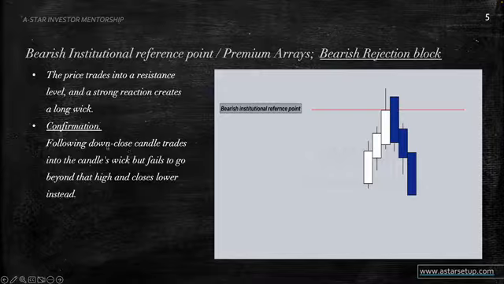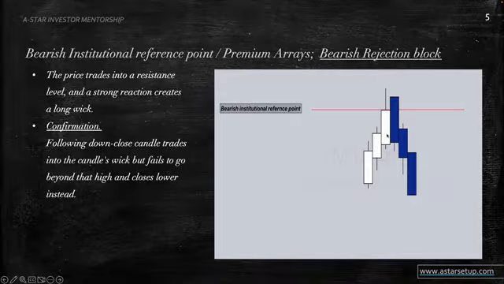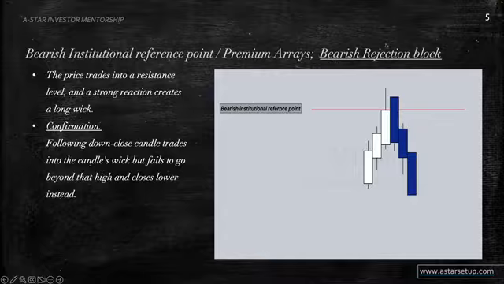Now, confirmation for the bearish institutional reference point, the rejection block: the following down close candle trades into the candle's wick, but fails to go beyond that high and closes lower instead. This is the principle for the rejection block. The next candle after we traded into that institutional reference point, that resistance level, you want to see trade into that long wick that was created, but it should not go beyond the high.